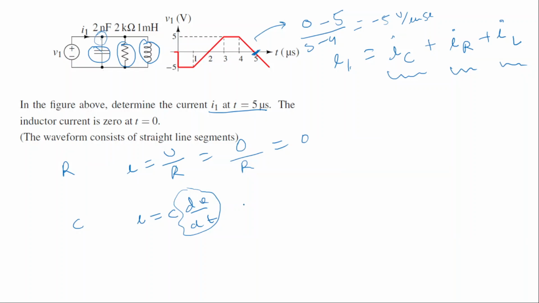Now let's put in the values. C is 2 nanofarad, so 2 times 10 to the power minus 9 multiplied by minus 5 volt per microsecond. The microsecond cancels, so this becomes minus 10 to the power minus 3, so it will be minus 10 milliampere. So the current in the capacitor is minus 10 milliampere.